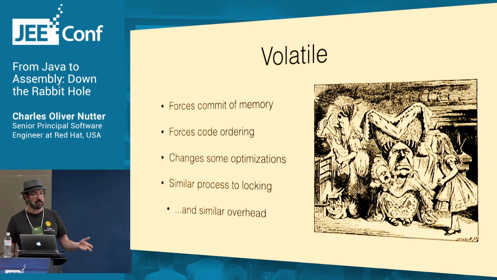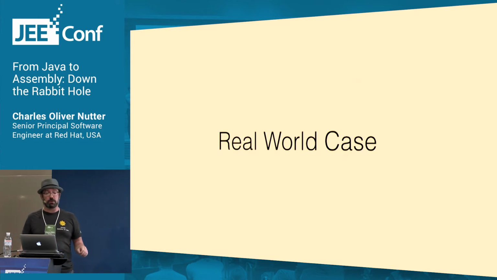Well, volatility basically in the JVM forces memory ordering, forces writes to memory, makes sure that everybody sees a consistent view of objects. And the process is very similar to locking. So here's a real-world case.